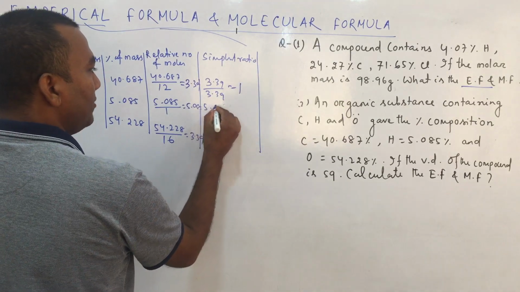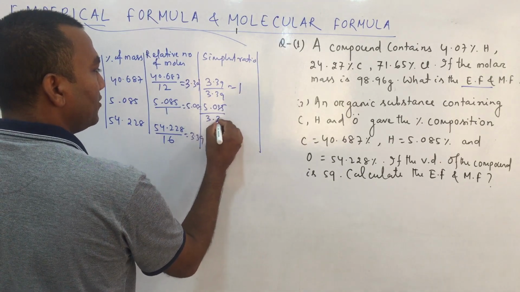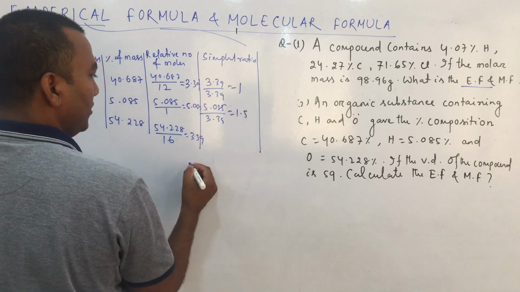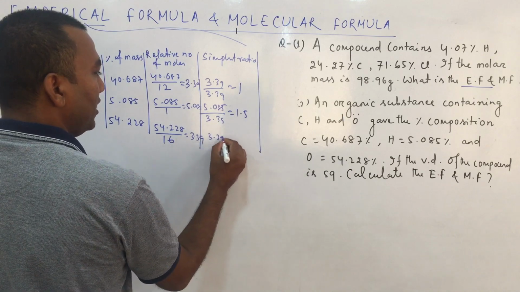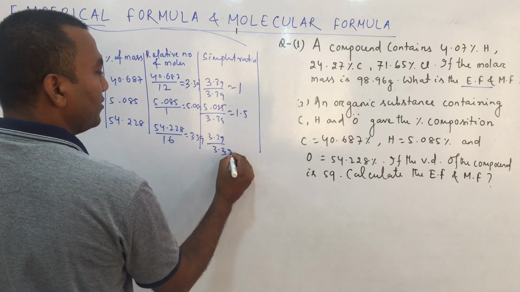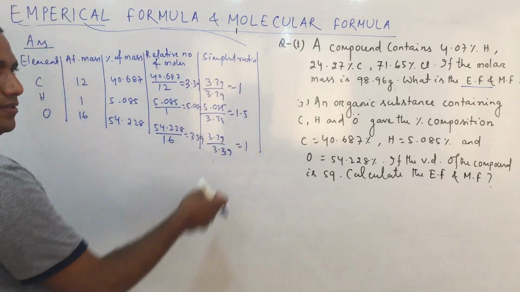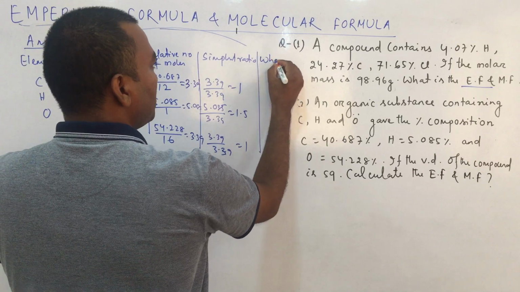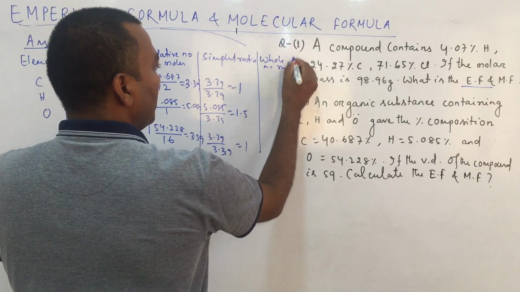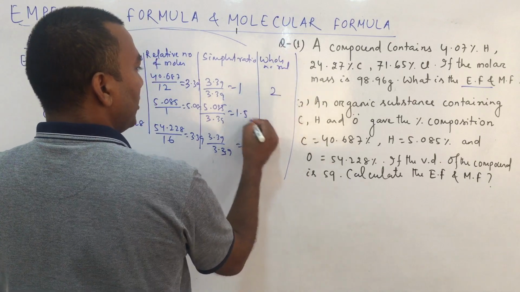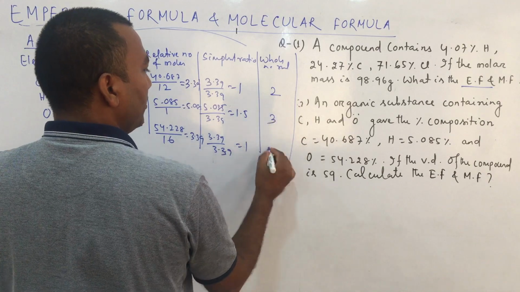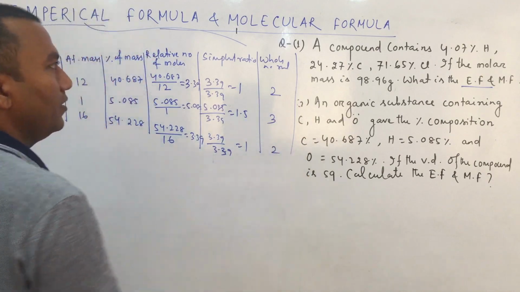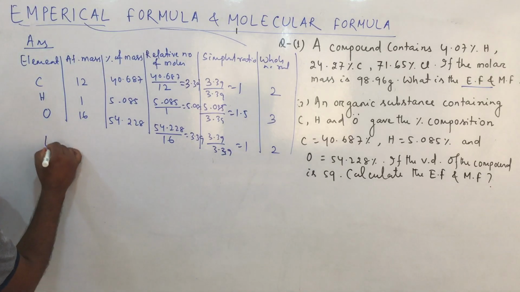Here 3.39 by 3.39 is 1. 5.085 by 3.39 is 1.5. And 3.39 by 3.39 is 1. Now see, whole numbers are not coming. So that's why we use the whole number ratio: 1 into 2 is 2, 1.5 into 2 is 3, 1 into 2 is 2. Got it? So what is the empirical formula?